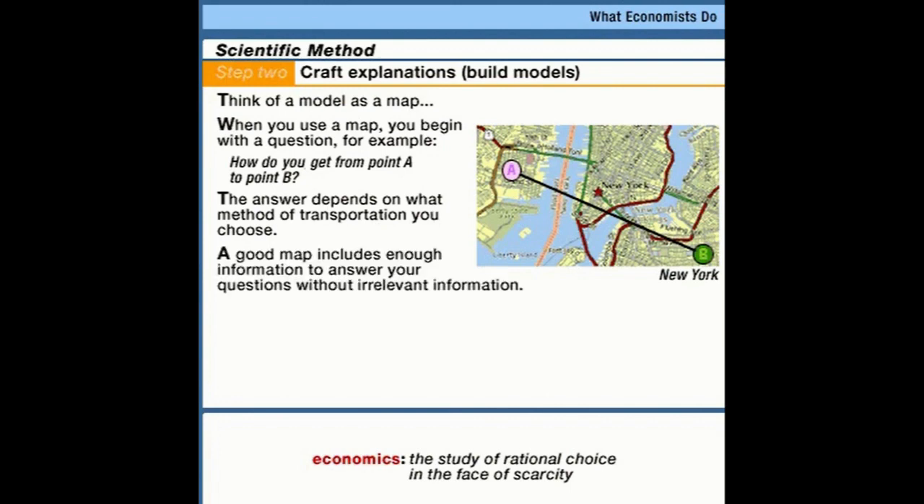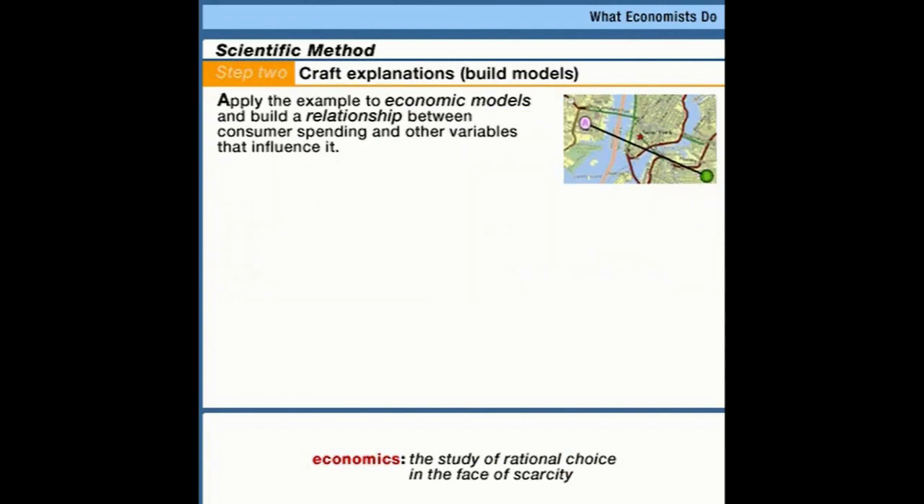The same is true with a model. If we want to ask ourselves, what is it that determines the amount of money that households spend on consumer goods and services each year? What determines consumer spending, and when does it rise and when does it fall? We're going to want to build a relationship between consumer spending and other variables that influence it. We're going to be looking for those variables that probably have the most direct impact on the consumer's choice to spend or save money, and to ignore the rest.